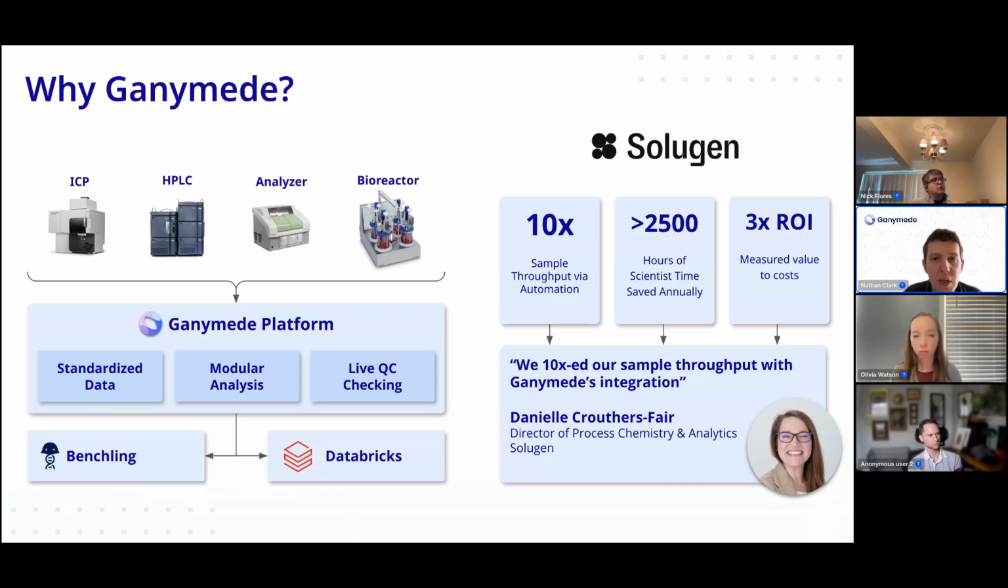As a brief overview of how we think about the business case and some of the impact that this can have, I like talking about our case study with one of our clients, Solugen. Solugen uses an enzyme biology approach to produce biofuels and other petrochemical products in a fully green way. And for them, we integrated a bunch of different things: analyzers, an HPLC system that they had, bioreactors. And through the Ganymede platform, we automated the analysis.